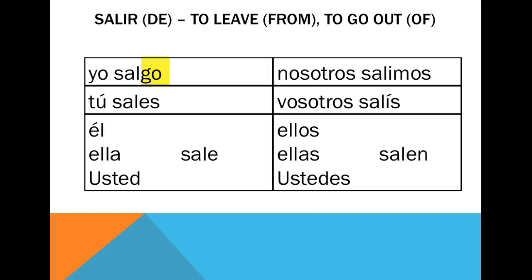Next is the verb salir, to leave or to go out. You'll typically see the preposition de used with the verb salir to indicate that someone is leaving from a certain place or going out of something. So if I said, for example, yo salgo de la casa, then I'm saying I leave from the house or I go out of the house.